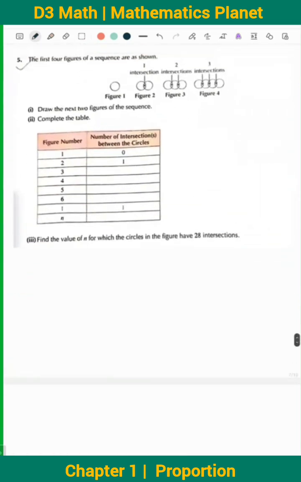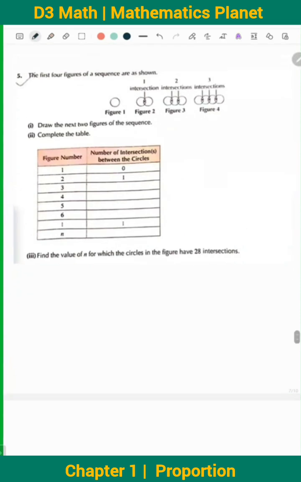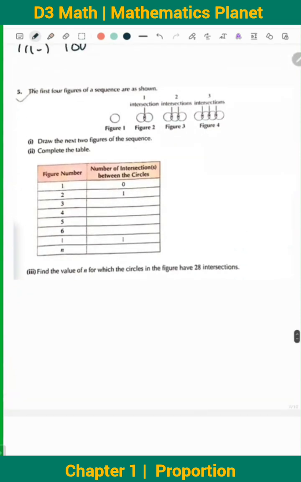Okay, first four figures of the sequence are shown. So the first circle is the only circle with no intersection. So one circle has no intersection, zero intersections. Second, two circles have one intersection. Three circles have two intersections. Four circles have three intersections. Five circles have four. Six circles have five. So n circles have n minus one intersections.